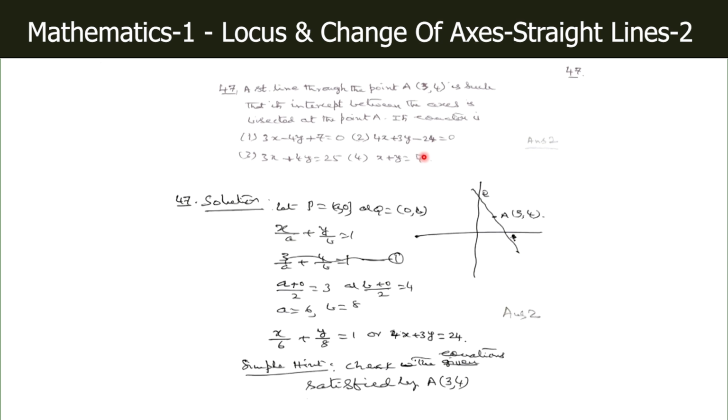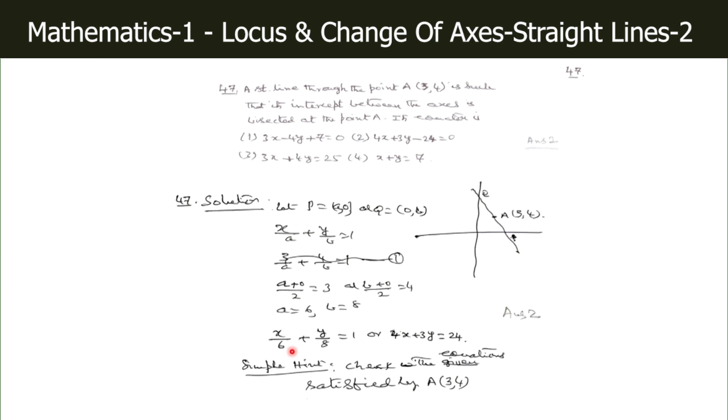Suppose the intercepts of the line are a and b on the x-axis and y-axis respectively, at points P and Q. So the equation of PQ is x by a plus y by b is equal to 1. Now A (3, 4) is the midpoint of the intercept, so the midpoint of PQ. Because A (3, 4) is the midpoint of PQ, we have (a plus 0) by 2 is equal to 3, (b plus 0) by 2 is equal to 4, so a is equal to 6 and b is equal to 8.